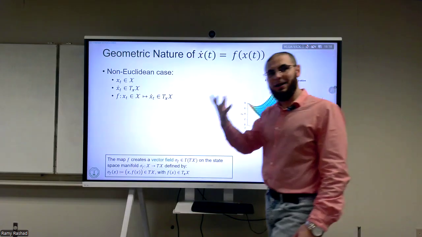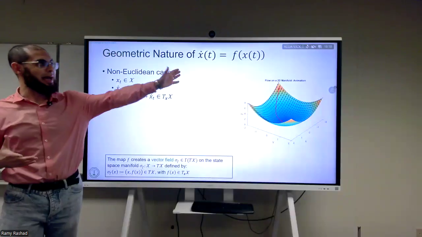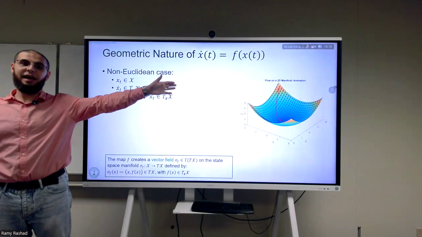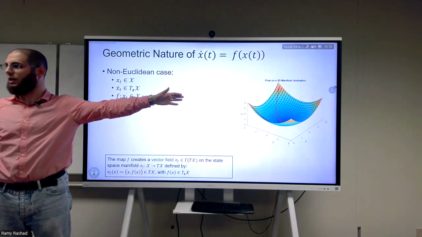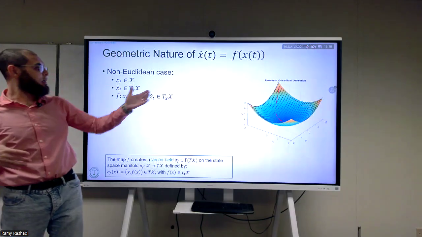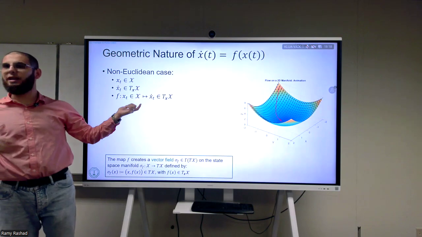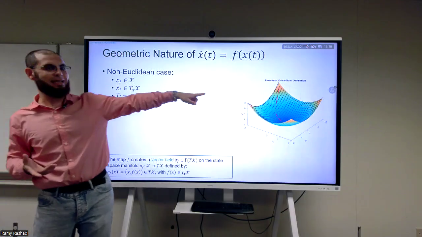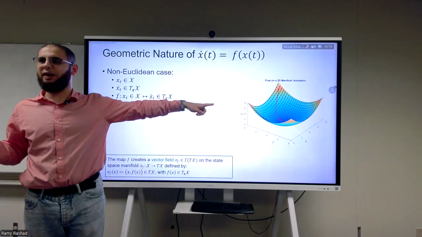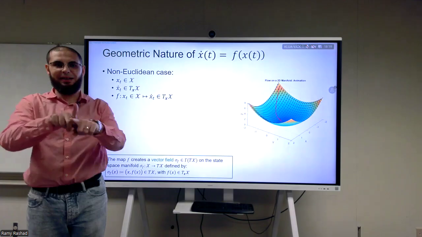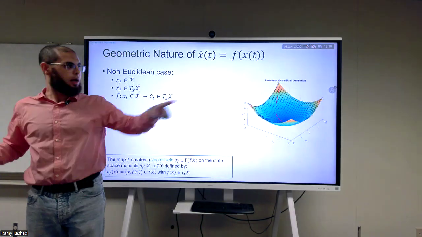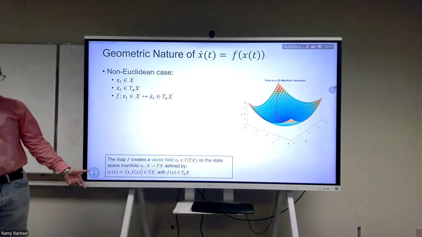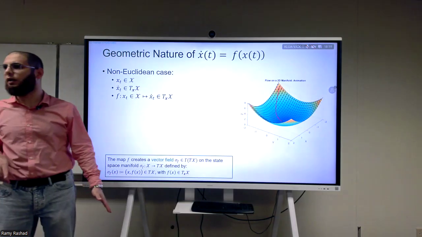So here you see the true geometric nature of F is not simply some map from R^n to R^n, as you would imagine it if you just look at it in coordinates. It leads to something called a vector field. Have you heard the term vector field before? A vector field is simply a vector at every point in the manifold. And that's what you see visually there. So this is the formal definition of a vector field. I leave this at home for you to read.